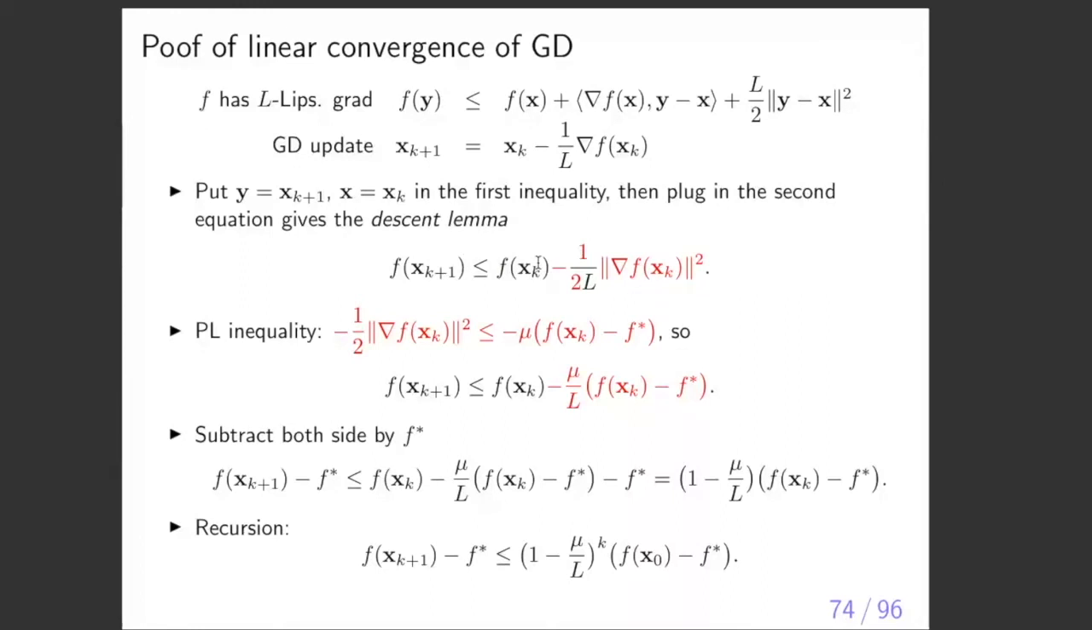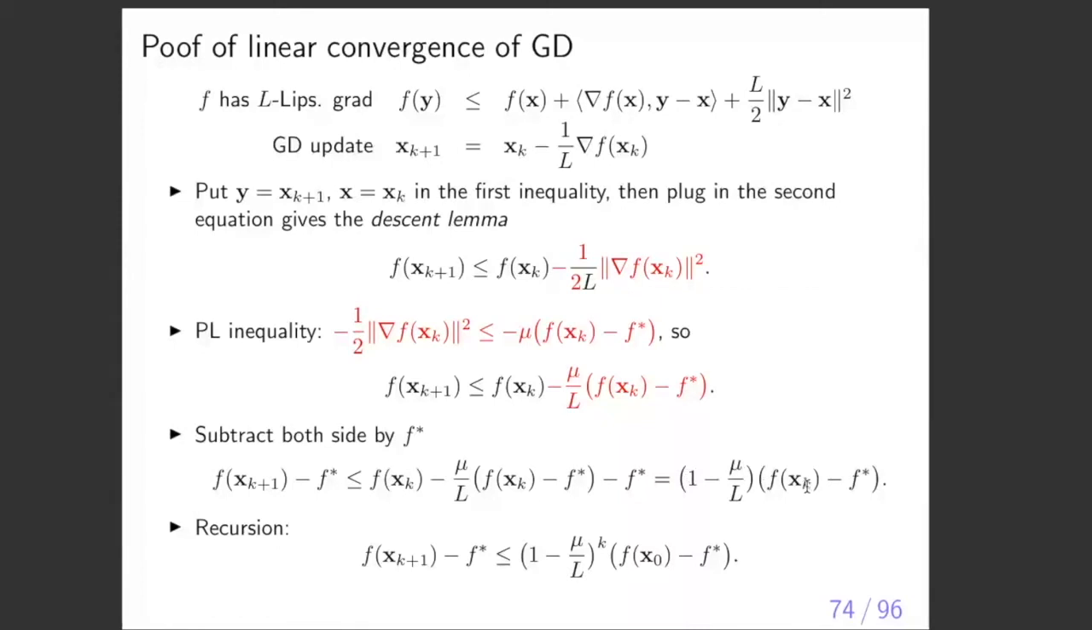So what is the message here? You have the L-smoothness, you plug in the gradient update, you get this descent lemma. Then what's next? You use the PL inequality. The PL inequality is like this. So this thing is smaller than this thing, so the whole thing can be bounded by this thing. So you get this term. And then for this, you subtract both sides by f star, and then you just do algebra, factorize it, and you will get this thing.